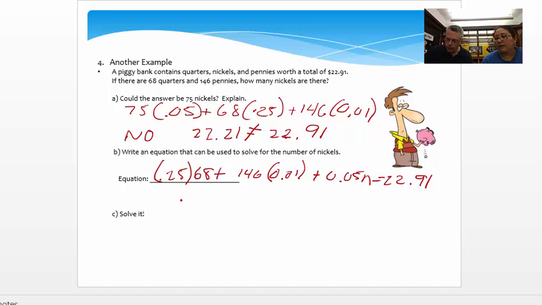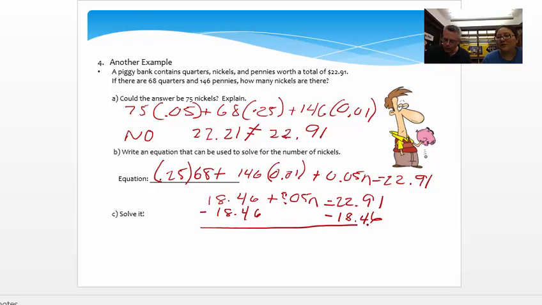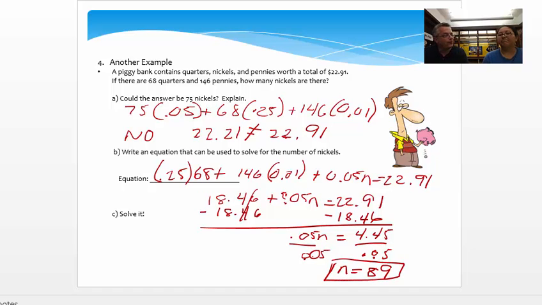So, 146 times 0.01. It's 18.46. 18.46. We still have 0.05 N. And that equals 22.91. Now it's got some decimals, but we can easily backtrack this and solve this. So 0.05 N, 22.91, take away 18.46, it's 4.45, and then divide that by 0.05. We get N equals 89. Apparently there are 89 nickels. So altogether, 89 nickels, 68 quarters, and 146 pennies.